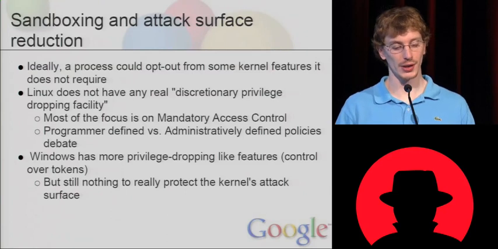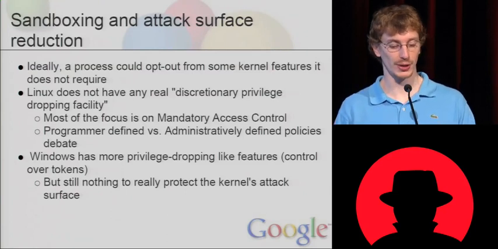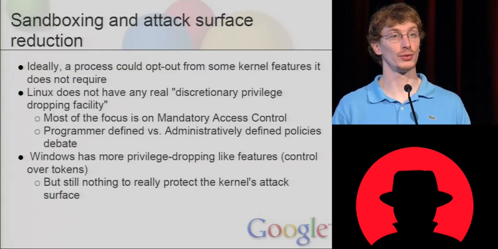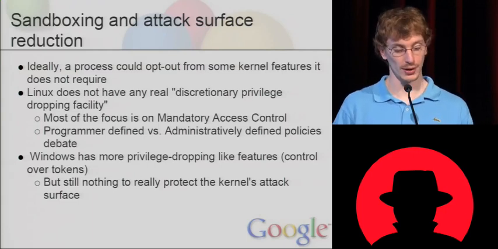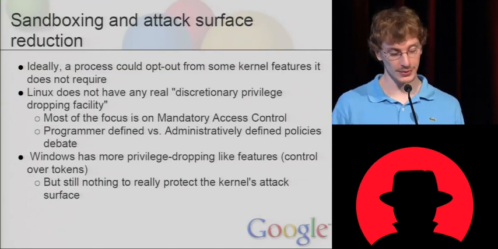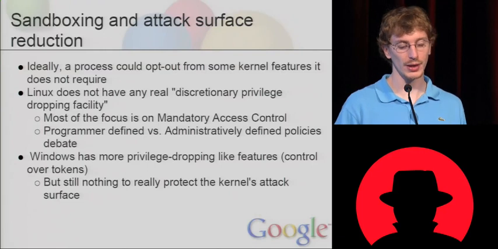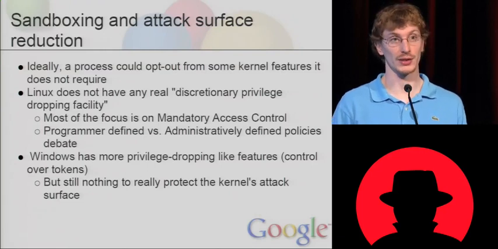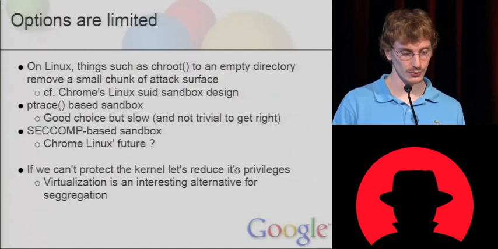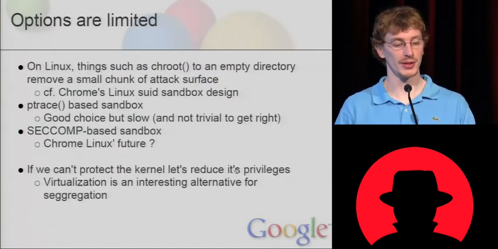On Windows, there are slightly more privilege dropping-like features, thanks to the control over token, and more recently, since Windows Vista, we have things like integrity levels. So there are some privilege dropping-like features, but there is still nothing to protect the kernel's attack surface. So the options are limited.